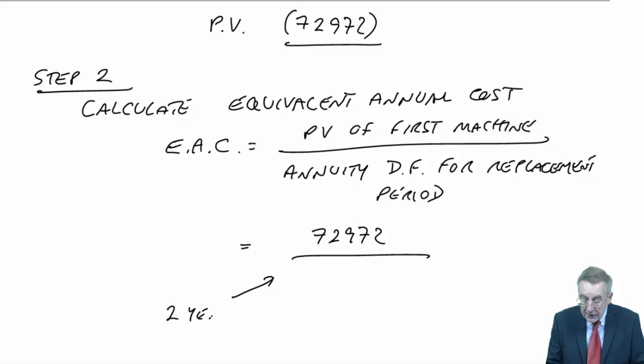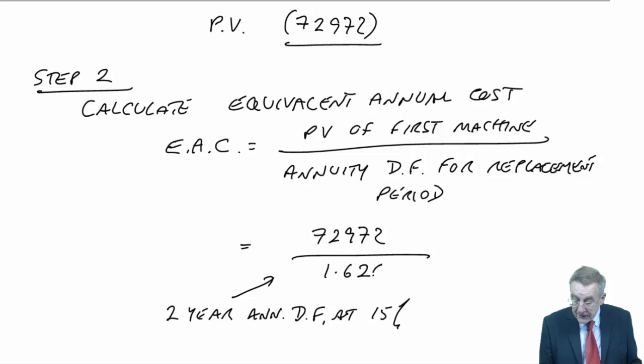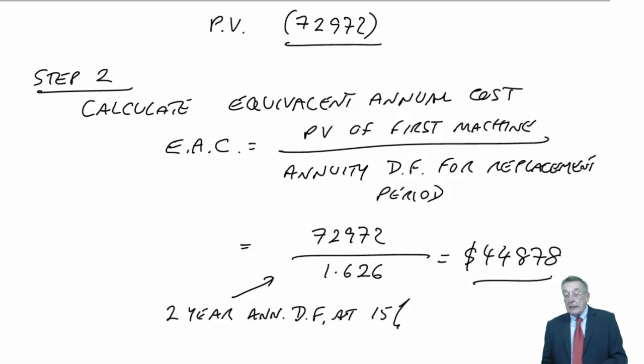We divide it by the annuity discount factor of the replacement period. We're replacing every 2 years, so it's the 2-year annuity discount factor at the cost of capital, which for this question was 15%. 2 years at 15%, the factor, if you check me, is 1.626, which gives 44,878. As I'm about to explain, that's the equivalent annual cost. It'll be like paying out 44,878 per annum.